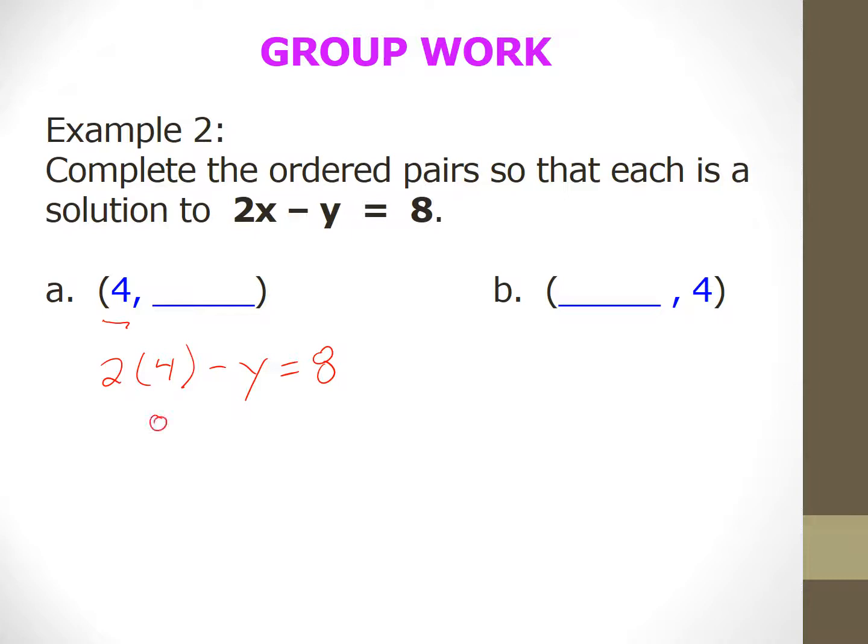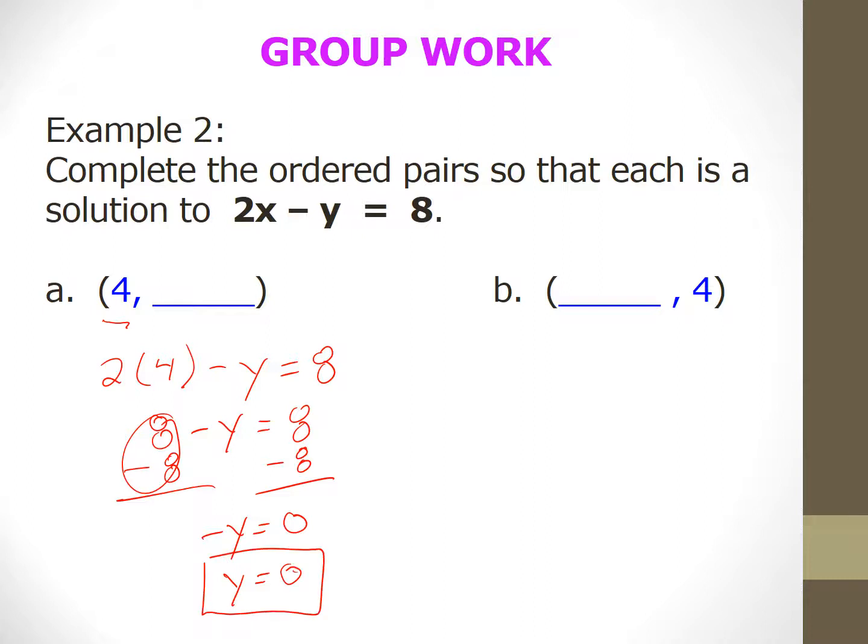So 2 times 4 is 8, minus y equals 8. We want to get y by itself, so I'm going to subtract 8 from both sides. And when I do, this goes to 0. So I have negative y equals 8 minus 8, which is 0. Now I want to get rid of that negative so that I've literally solved for y. I'm going to multiply both sides by negative 1, and of course negative times negative is positive. Negative 1 times 0 is still 0, so that didn't change it. So y equals 0.